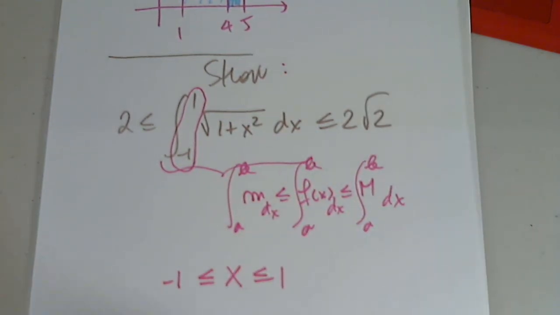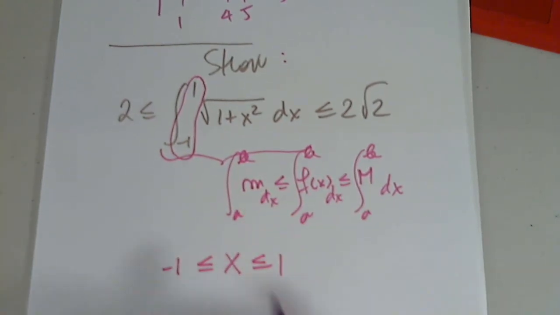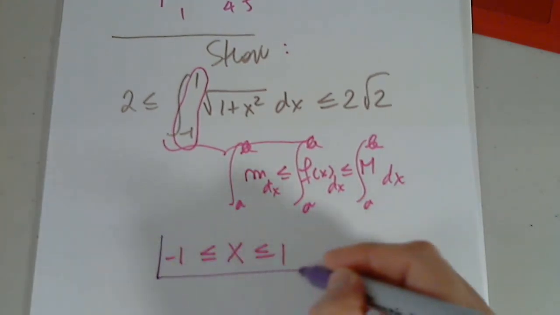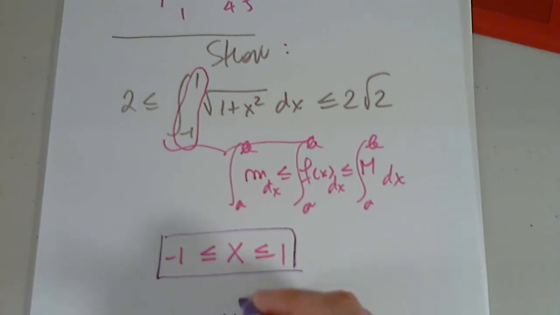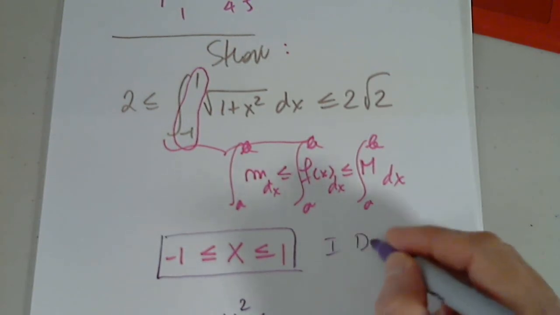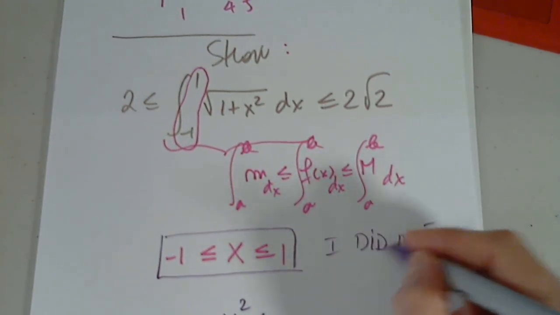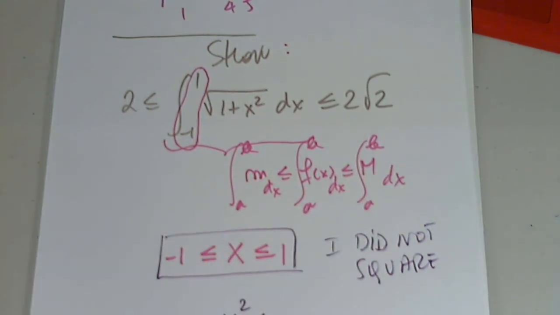I always said never square both sides of an inequality, and I'm not going to square. But knowing this, I'm going to ask you, what are the lower bound and the upper bound of 1? I did not square these 3 sides of the inequality. No, I did not. But let's just think for a moment.